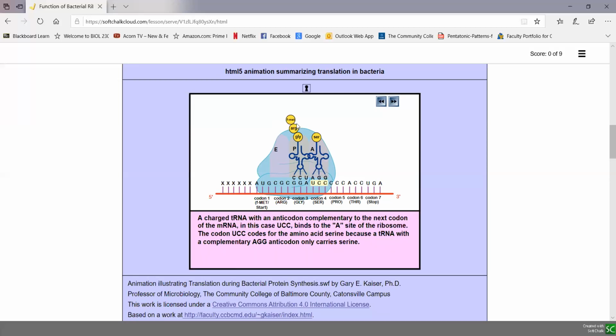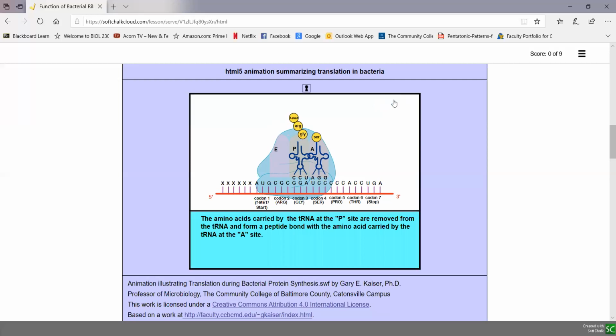Now the growing peptide chain on the transfer RNA at the P site will form a peptide bond with the newest amino acid, in this case serine, on the transfer RNA at the A site. So each time, one more amino acid is being added to the growing polypeptide chain.